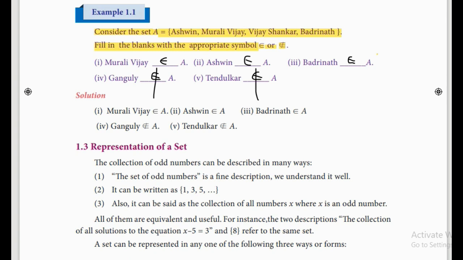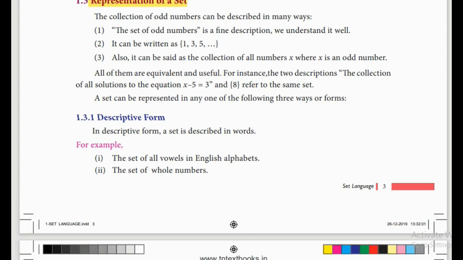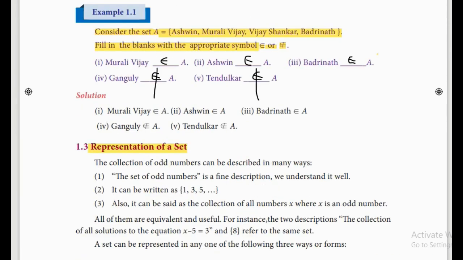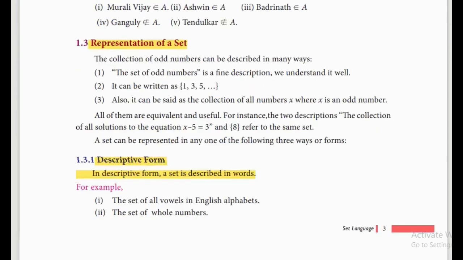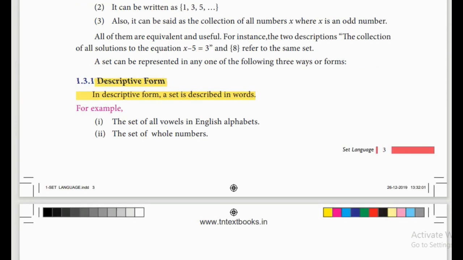So next one is representation of a set. How can we represent a set? We have a few methods to represent a set. The first one is descriptive form. In descriptive form, a set is described in words. So before we used symbols, like A equal to set of all, but not like that. It should be in words. For example, the set of all vowels in English alphabets.